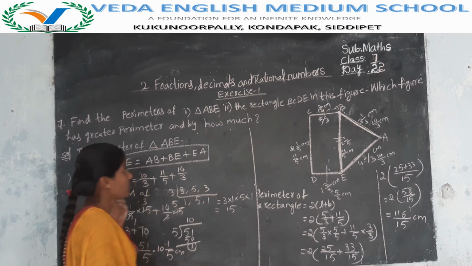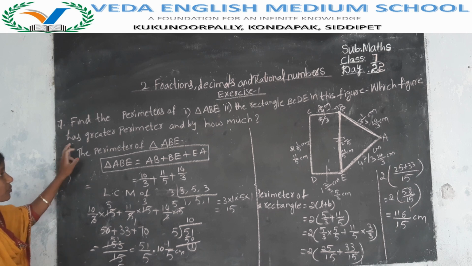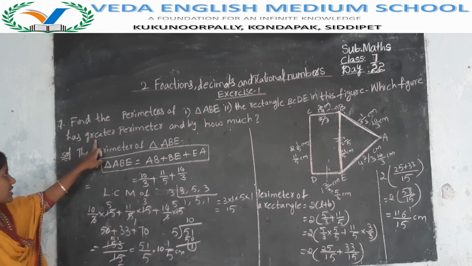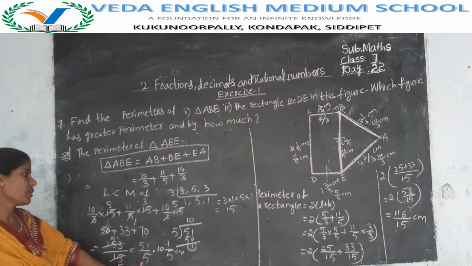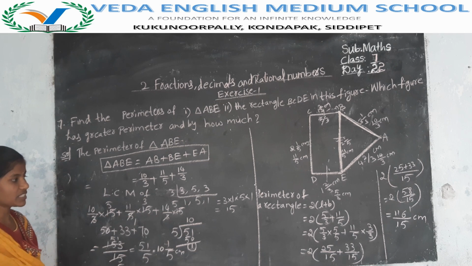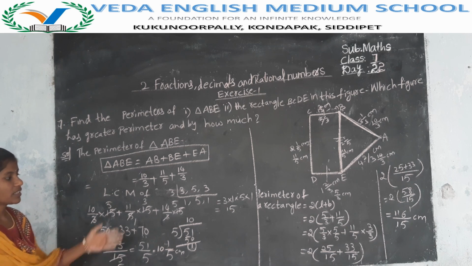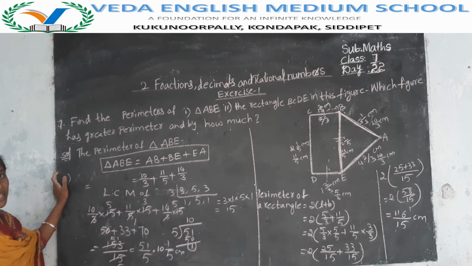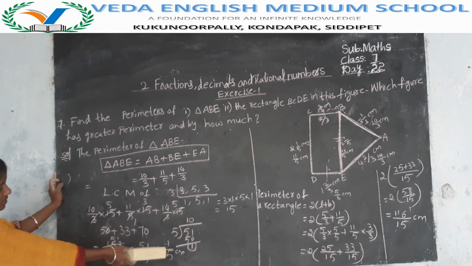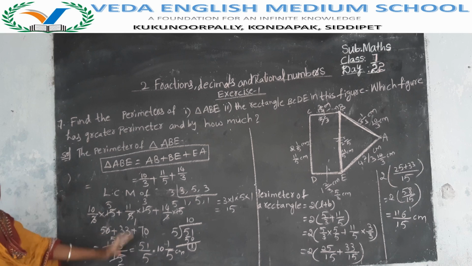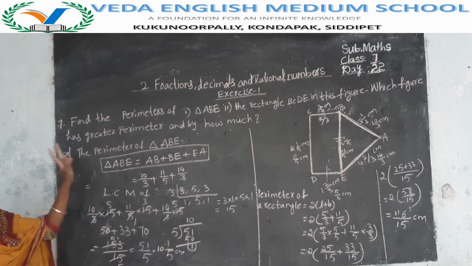Up to here 2 perimeters have been completed. Now they are asking which figure has greater perimeter and by how much? It is 51 by 5, that is 116 by 15. Which figure has greater perimeter? The rectangle has greater perimeter. By how much means we have to subtract the rectangle perimeter minus the triangle perimeter. Up to here understood?